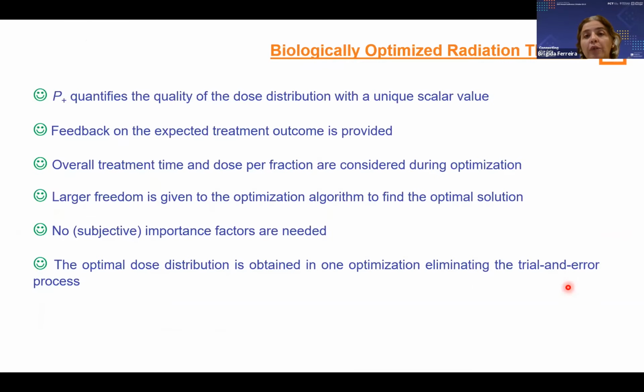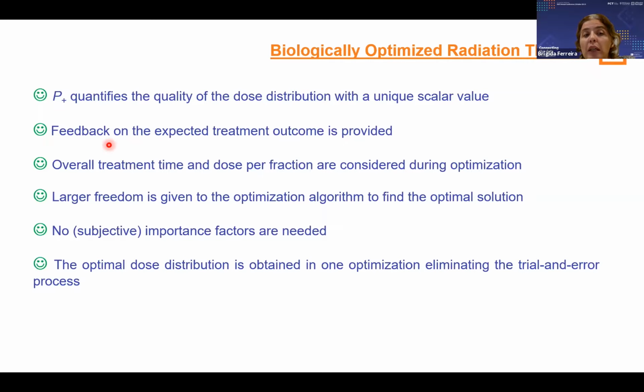So what are the advantages of this biological optimized radiation therapy? First, you use this P+ value that quantifies the quality of the dose distribution. So it's a very simple way of comparing the quality of the plans. If you use physical measures, it's really a complicated process because there are many variables that you need to compare.